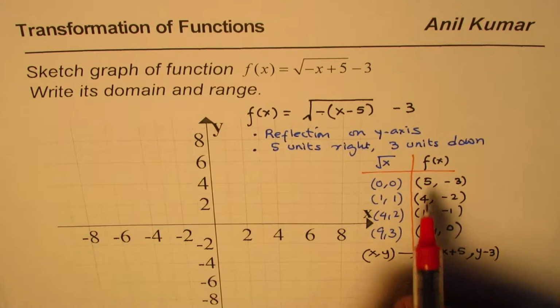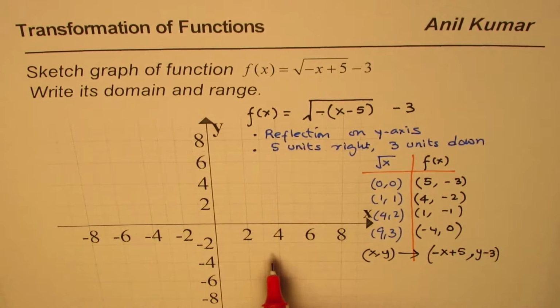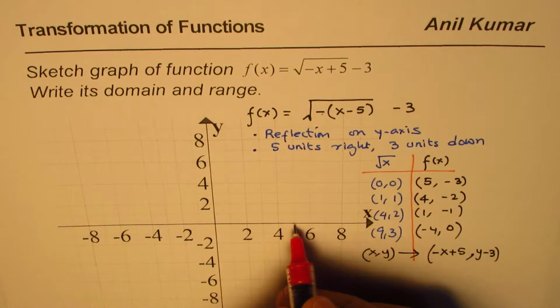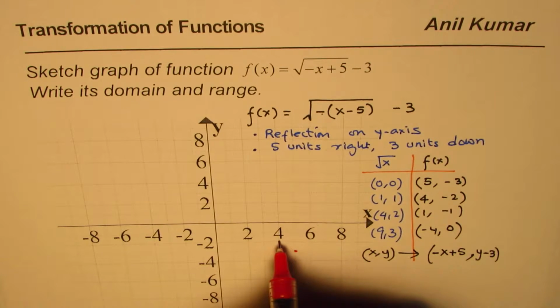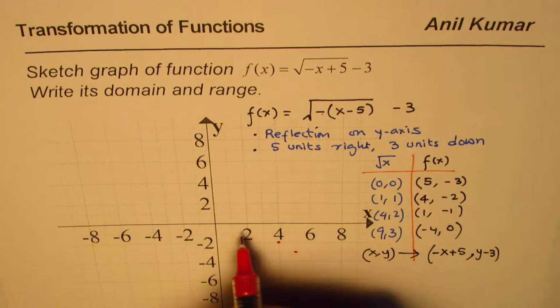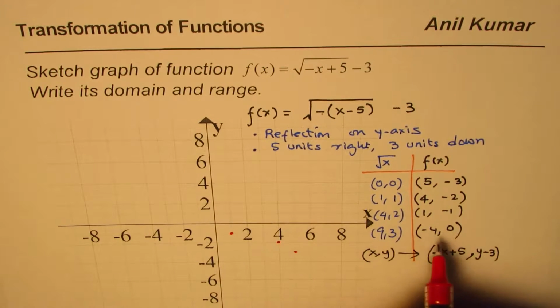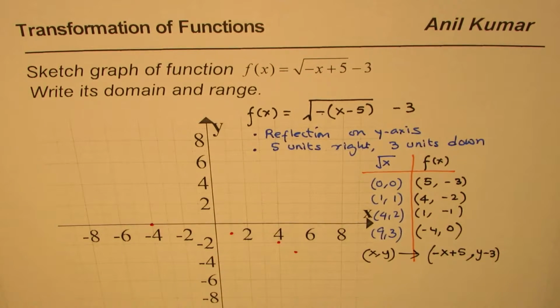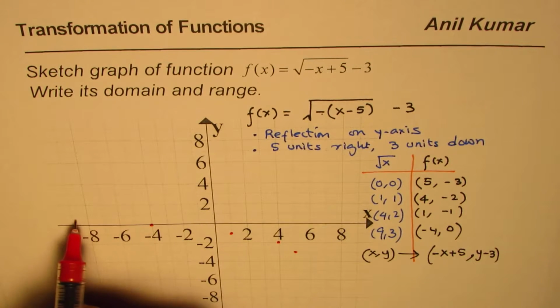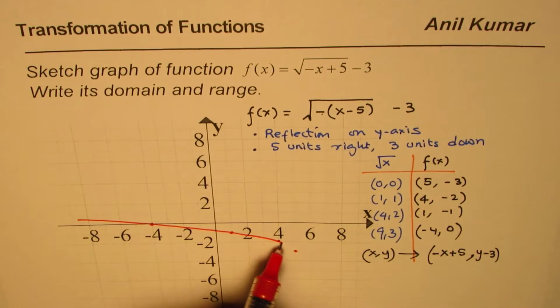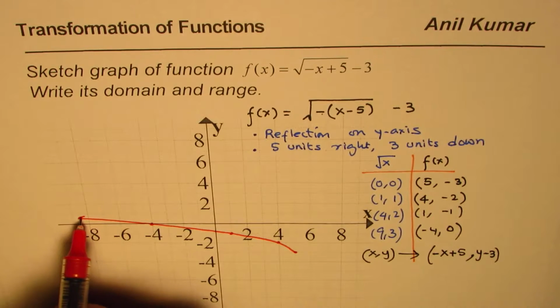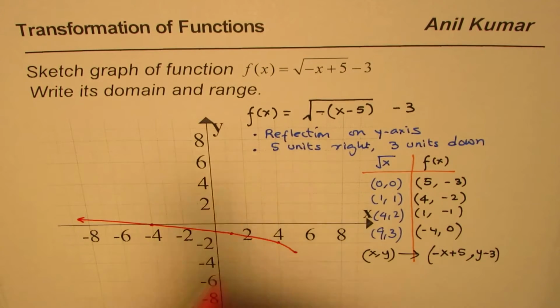So let's place these points on the graph. 5, minus 3, that is 5, minus 3. 4, minus 2, so at 4 the value is minus 2. 1, minus 1, so at 1 it is minus 1. Minus 4, 0, so that is the value. And we know the shape of the graph, right? So we'll adopt that shape and then sketch this particular function, right? So we could sketch this kind of like this. And we can make an arrow here. So that is how we can sketch the square root function, correct?